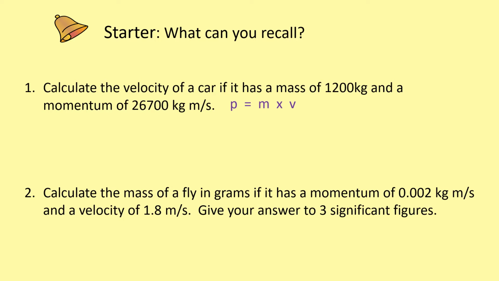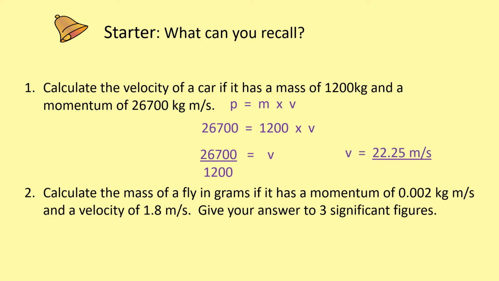Number 1, momentum is mass times velocity, so substitute in 26,700 for momentum equals 1,200, that's the mass, times v. So v must be 26,700 divided by 1,200, which gives a velocity of 22.25 meters per second. If you put it to 3 significant figures, you would have got 22.3 meters per second.